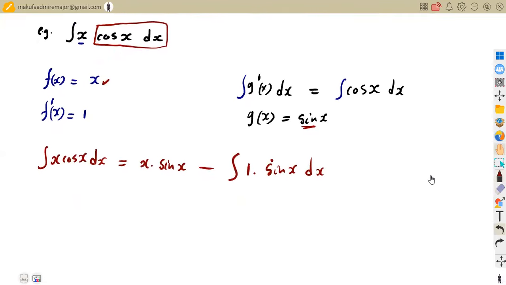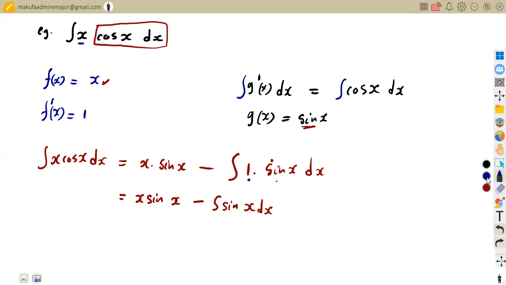So what you simply need now is to simplify further. So from this part, we are going to have x sine of x minus, now let us take note on this part. We are supposed to multiply 1 times the sine of x, which is simply the sine of x. So this is just the sine of x with respect to x. So we are supposed to integrate now this part that we are given. We are supposed to integrate the sine of x with respect to x.